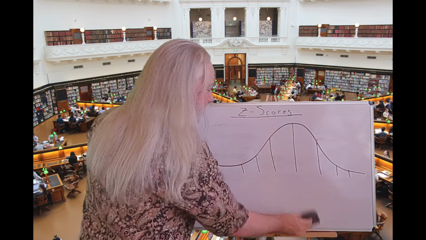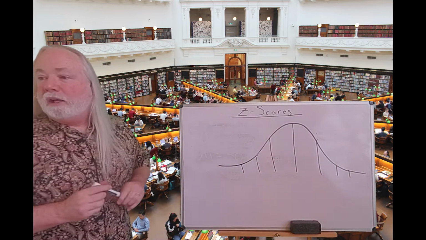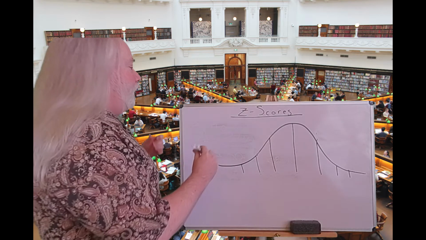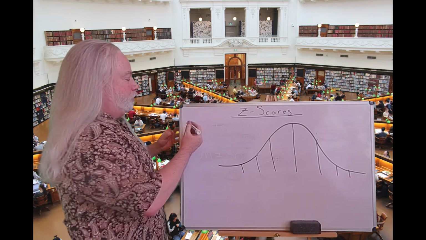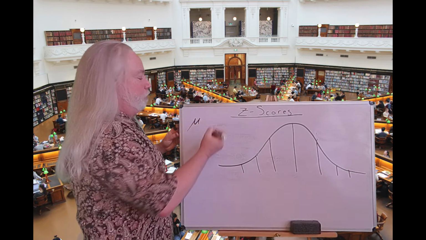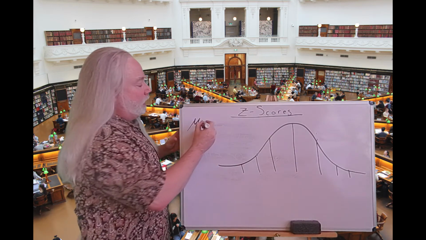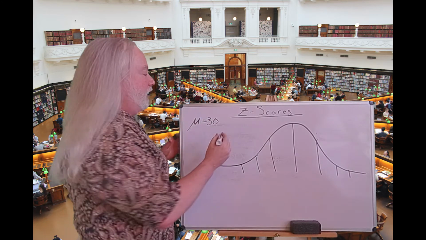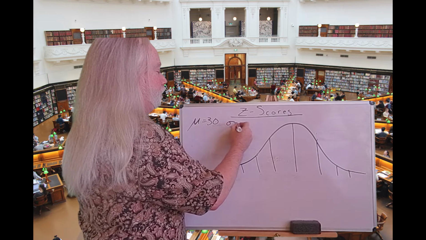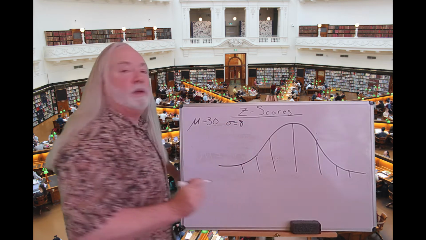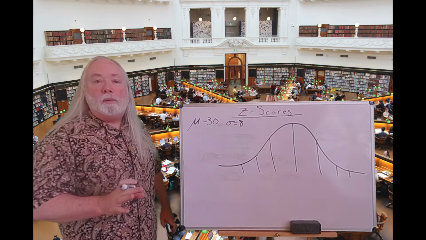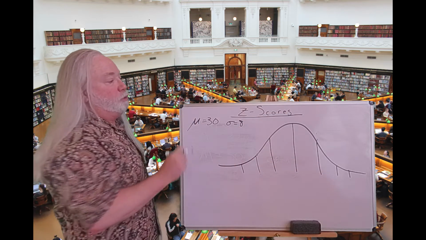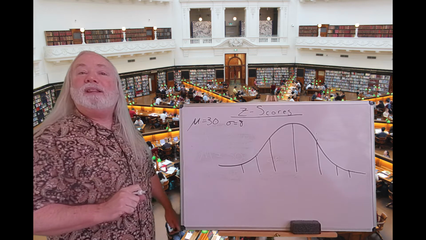So let's keep our curve there for a minute. Let's say that we have a distribution of scores, and we happen to know that this distribution of scores has a mean, we'll call it a population for this example, a mean of 30 points, and that it has a standard deviation of 8 points. Okay, so the first thing we would want to do here is draw a curve and plug in the information we've got.